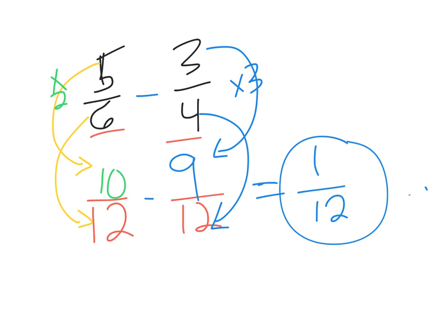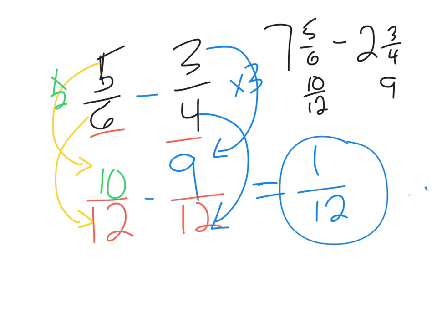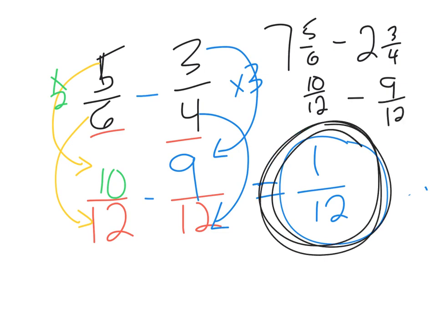And don't be thrown off when you have a number in front of those fractions. Same exact problem, but let's say instead of 5/6, it was 7 5/6 minus 2 3/4. Same thing has to happen. 5/6 would become 10/12. I'm doing this quickly because this is exactly what we did right here. 5/6 would become 10/12, and 3/4 would become 9/12. We know that when we subtracted those two, we got 1/12, as we did just a second ago.